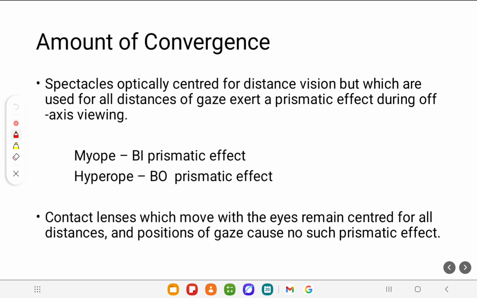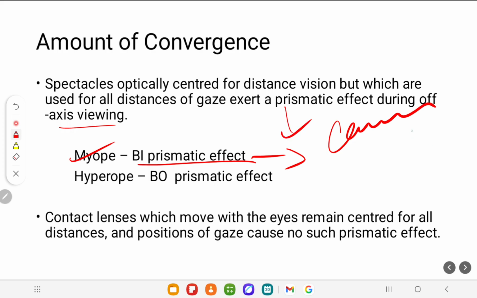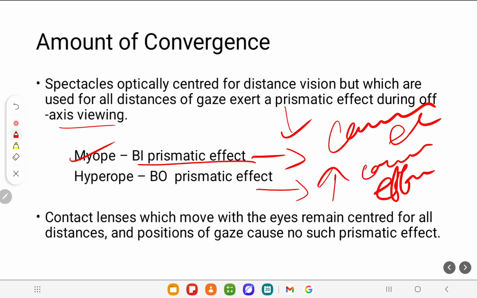So what about the convergence? Spectacle is optically centered for distance vision, but for all the gaze positions it exerts a prismatic effect during off-axis viewing. What do you mean by off-axis viewing? It means whenever you look at near. So with myopia, whenever patients look at near, myopic glasses create a base-in effect, which basically helps in convergence. It reduces the convergence effort, isn't it? Base-out prism increases the convergence effort, isn't it? So it's very important to understand.